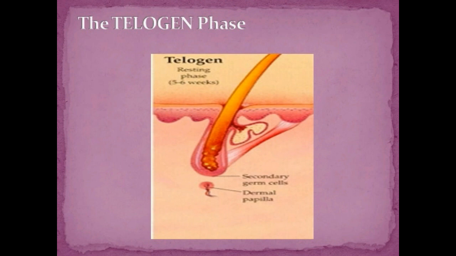This period lasts for 3 months before the hair falls out. The hair follicles become weak and thin, and you can easily pull them out. A new hair follicle will emerge once the hair falls out.